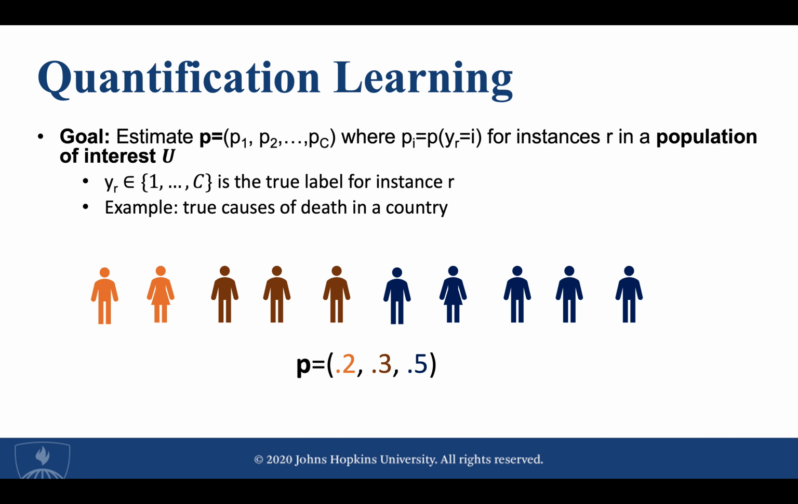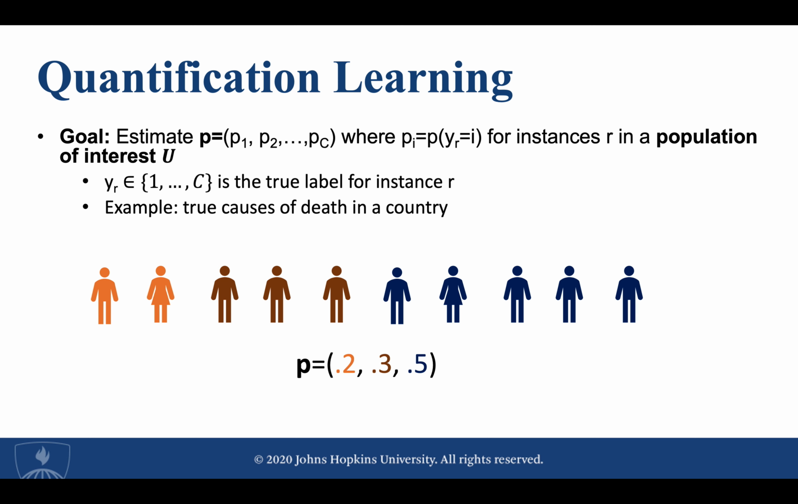I want to first define quantification learning. The goal of quantification learning is to estimate the distribution of a discrete outcome in a population of interest, which we will call U. For example, the percent of individuals in a country who die of a certain cause of death. In this toy example, we have three classes of orange, brown, and blue, and I've represented the true class by the filled-in color.